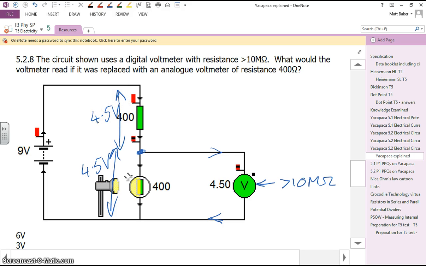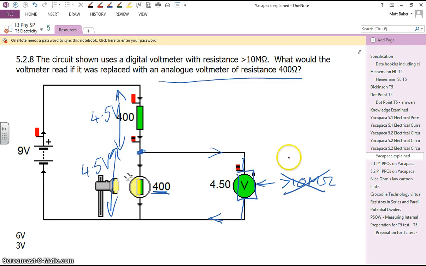This one's an LDR, which stands for a light dependent resistor, but don't let that fool you. The numbers are straightforward, 400 and 400, so they each take an equal share. If it's changed to an analog voltmeter though, then we've got a different circuit. Now we can imagine that there's a 400 ohm resistor here, so it's not 10 megaohms anymore. Now it's 400 ohms.